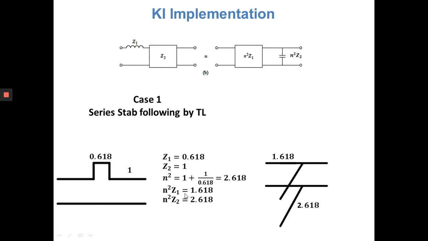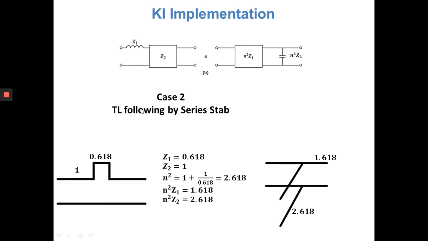So we have this value, and for the stub value we use the transmission line impedance value. So we multiply by Z2 and we get this value. In a similar way, if a series stub is followed by a transmission line, the calculations are like this. And if a transmission line is followed by a series stub, then they will just interchange. So from here, this will come here only. This will remain the same.